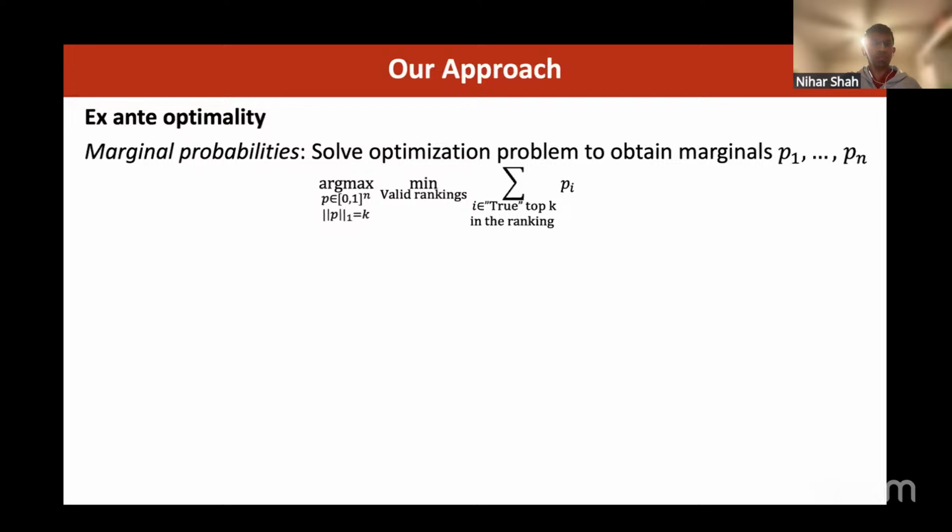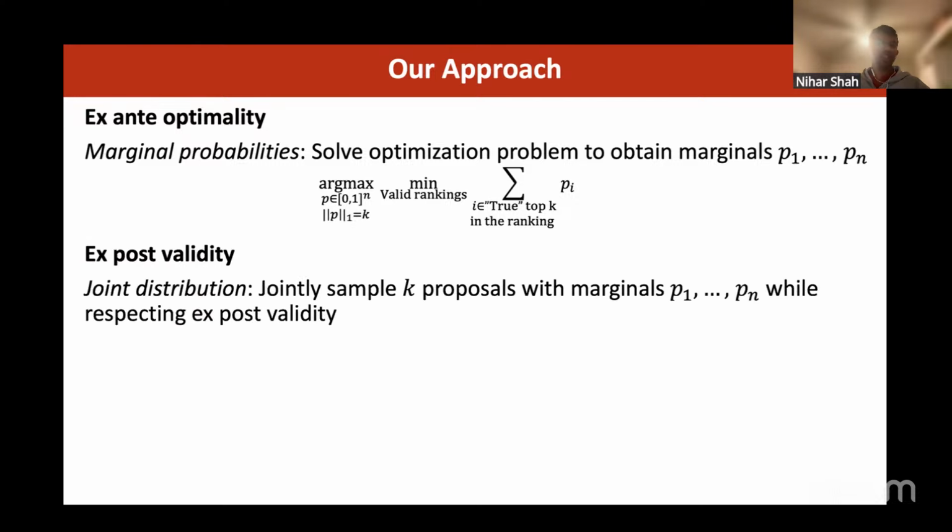So summarizing overall, our approach is that we want to satisfy ex ante optimality. And so solving this optimization problem that I'd written on the previous slide will give us the marginal probabilities P1 through Pn. And then we want to make sure that our selection is ex post valid. And so we need to jointly sample K proposals such that this joint distribution has marginals P1 through Pn and it respects ex post validity.